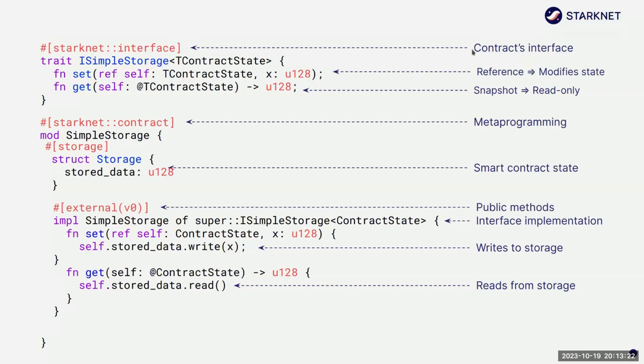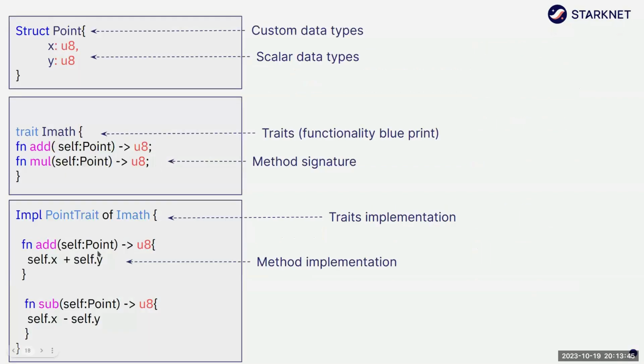So we are defining the contract interface here. Reference modifies state, snapshot reads only. And when you define a contract, you define it with the mod keyword, and you have to append the attribute Starknet contract for the compiler to be able to recognize that this is a Starknet contract. Whereas in a Cairo program, you don't need to define anything of such.